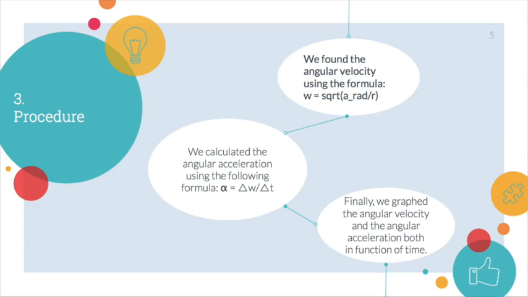The next thing we did was to find the angular velocity using the formula w equals the square root of radial acceleration over radius. Then we calculated the angular acceleration using the following formula: acceleration equals the difference between velocities over the difference between times. Finally, we graph the angular velocity and the angular acceleration, both as a function of time.